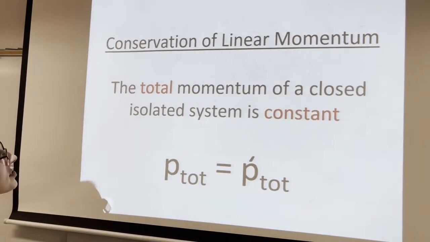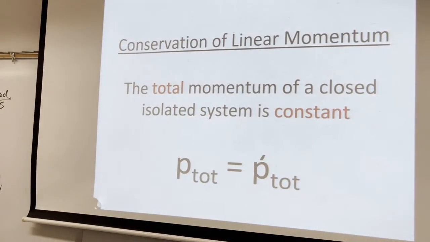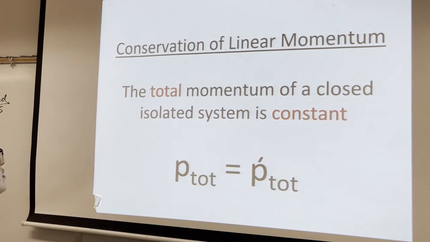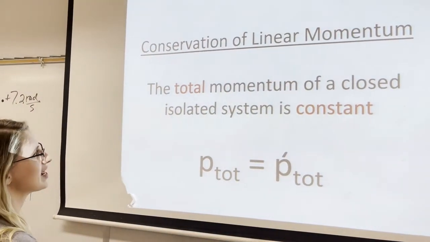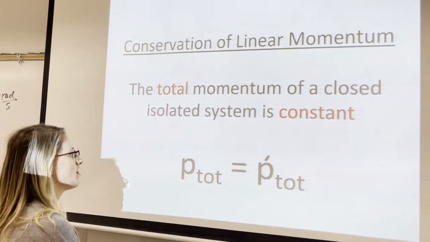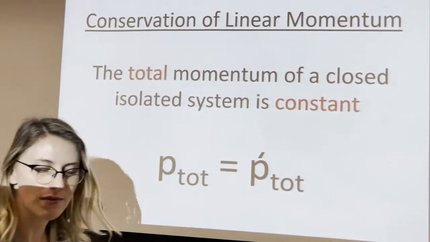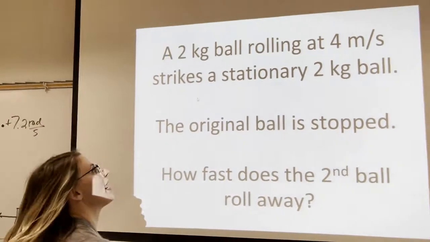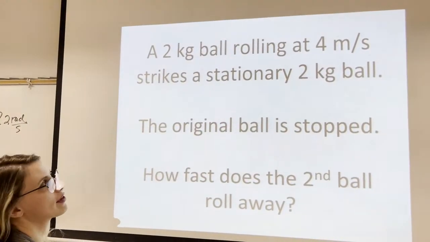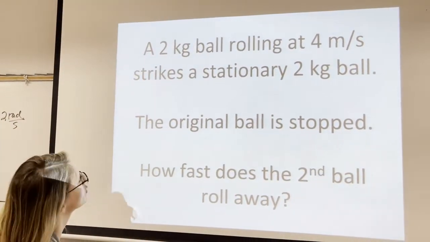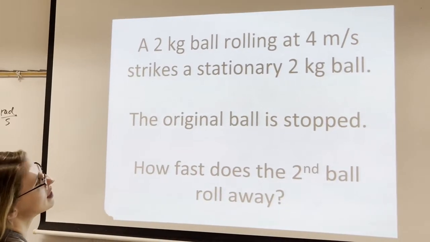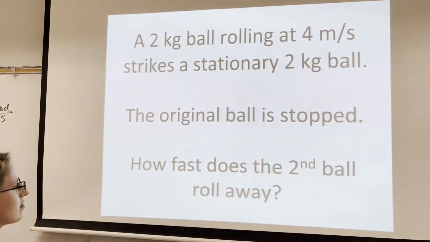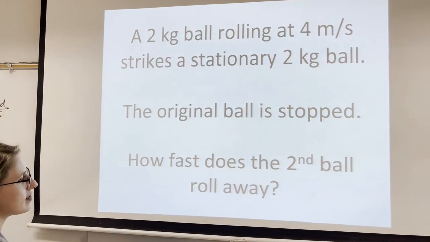Okay, conservation of linear momentum. You have seen this before. The total momentum of a closed, isolated system is constant. The momentum in the beginning equals the momentum after. So if I asked you if a 2 kilogram ball rolling at 4 meters per second strikes a stationary 2 kilogram ball, and the original ball is stopped dead in its tracks, how fast does the second ball roll away?